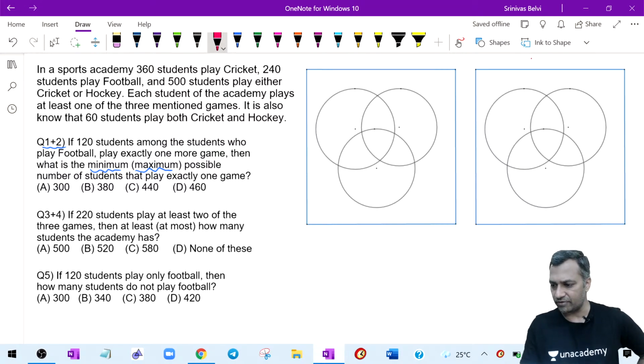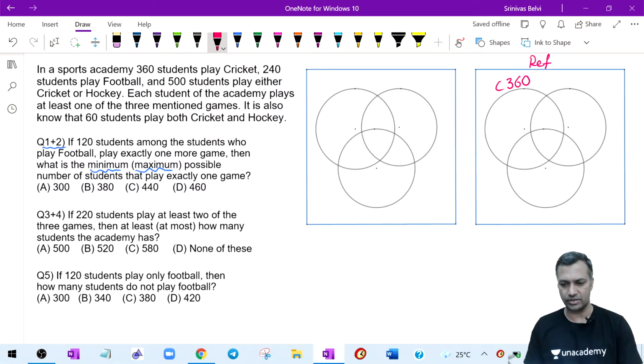Let me quickly create a reference diagram here. In a sports academy, 360 students play cricket. So this is a reference diagram; here it's 360. 240 students play football. So outside, I'm writing 240 play football. 500 students play either cricket or hockey. All right, so here is hockey.